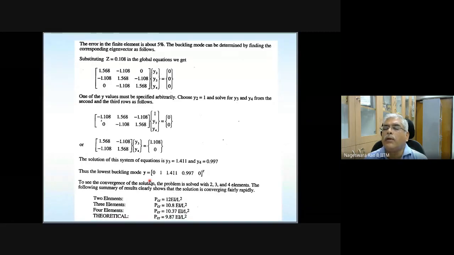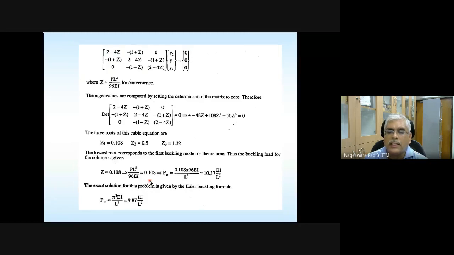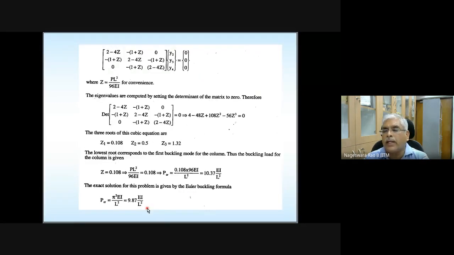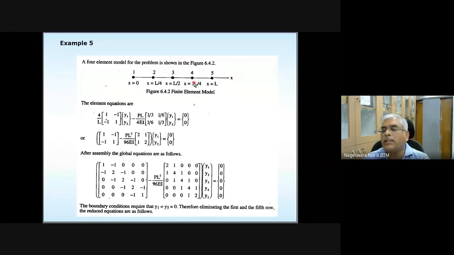So this is how you are going to solve this column buckling problem. Just now I mentioned the difference between these two. Here 10.37 is what we got when we used 4 2-node elements, but the exact solution is 9.87 EI over L square. So if I want to match this, I need to increase the number of elements. As you increase the number of elements, the solution is going to converge.